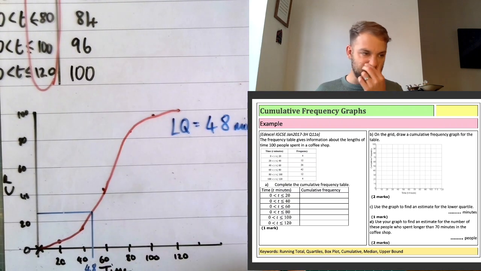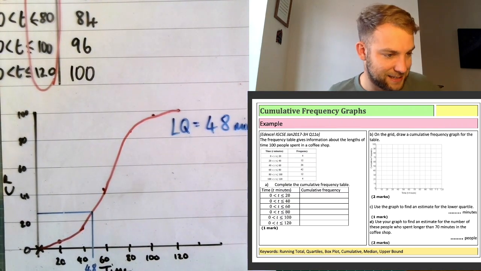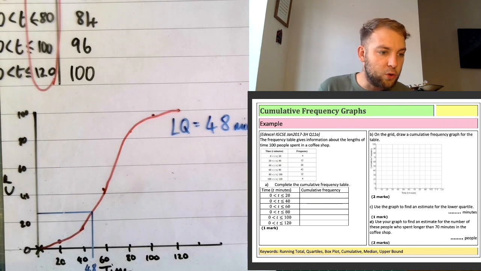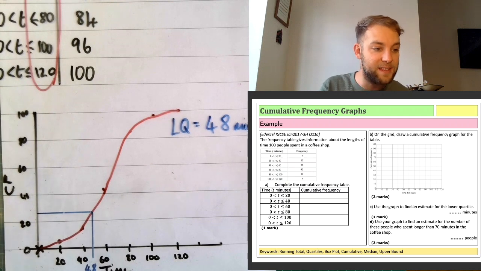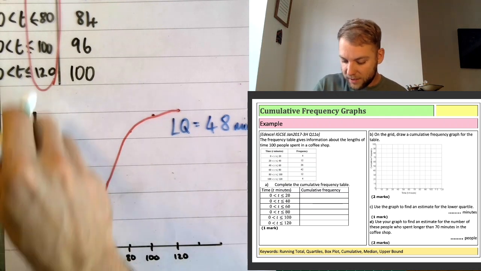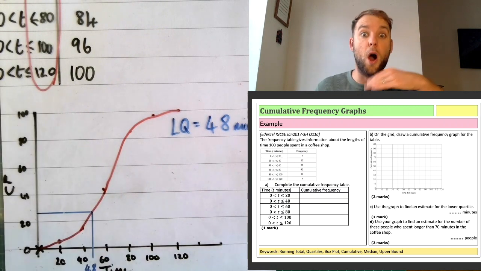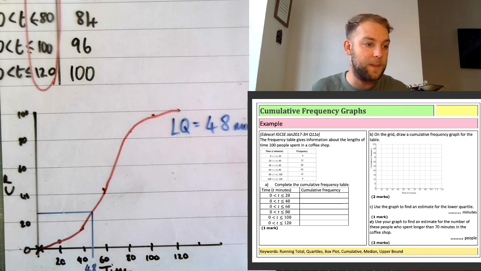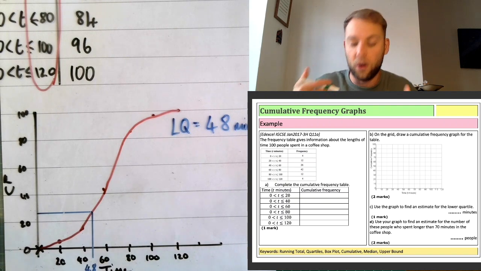Brilliant. Now, part D says, and this is always towards the end of the question, use your graph to find an estimate for the number of people who spent longer than 70 minutes in the coffee shop. So this is a little bit different now. We're not saying what's the median or what's the lower quartile. It's saying estimate the amount of people who spent longer in the shop.